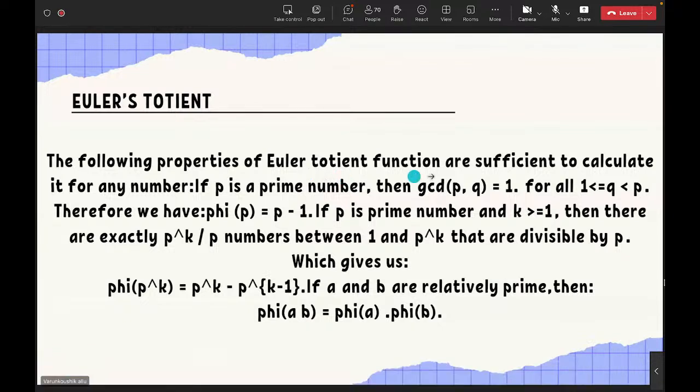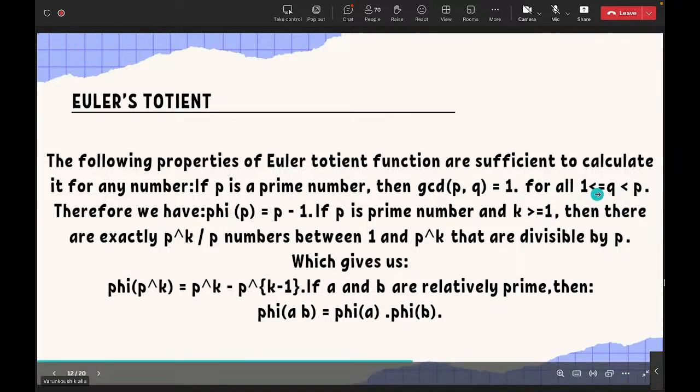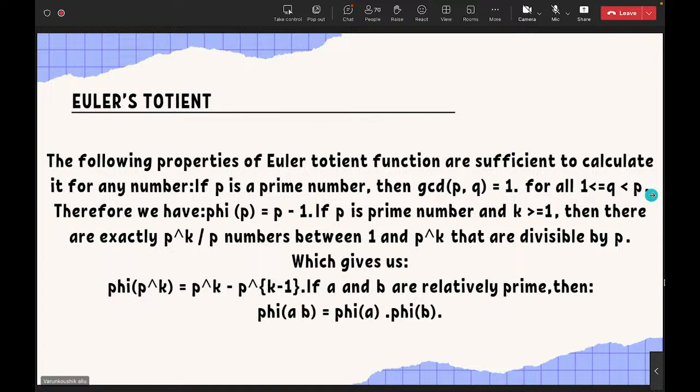The properties of Euler's totient function are sufficient to calculate it for any number. If we know all the important properties, then we can find Euler's totient like a basic math formula. We don't need to check every number. So let's say P is a prime number, then GCD of P comma Q is 1, obviously, because it's a prime number, only if Q is less than P.